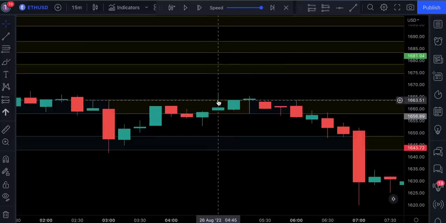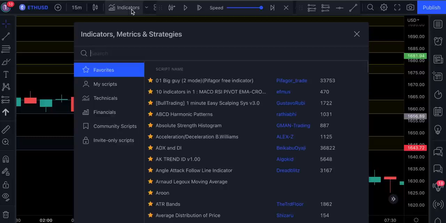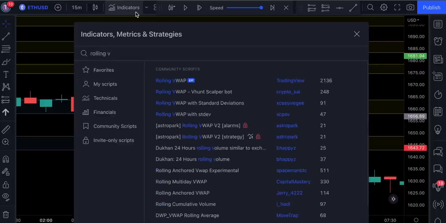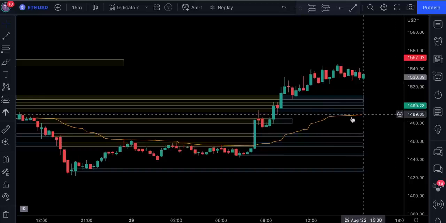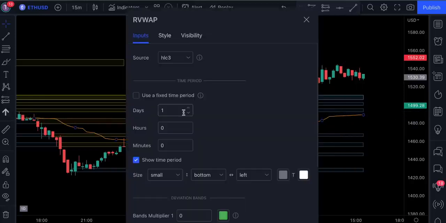So now let's go ahead and click on our indicators and search for our first tool, which is called Rolling VWAP. Rolling VWAP, this indicator was actually created by TradingView. Now let's access the indicator settings and make the line a bit more visible.